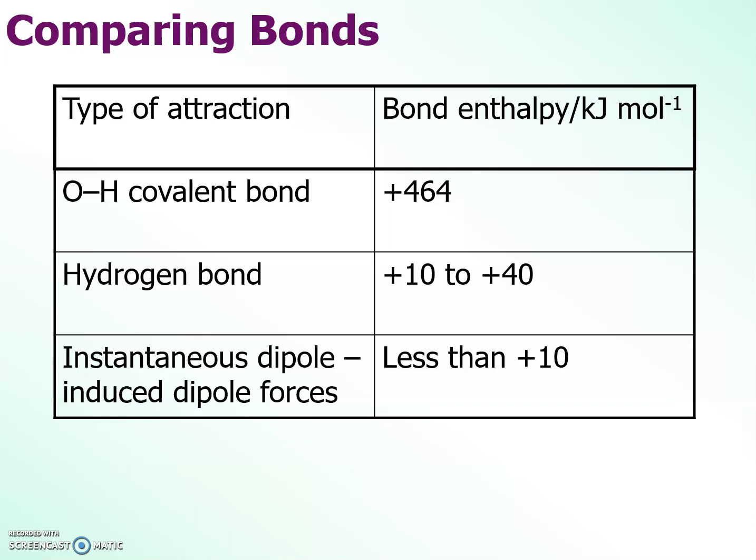Similarly, if you closely look at the hydrogen bond, the energy required is 10 to 40 kilojoules. So when compared with the covalent bond, the energy required to break the hydrogen bond is quite less. Okay, instantaneous dipole-induced dipole: the attractive force between dipole and induced dipole is almost 10 or less than 10. So still less energy is required to break the dipole-induced dipole force of attraction.